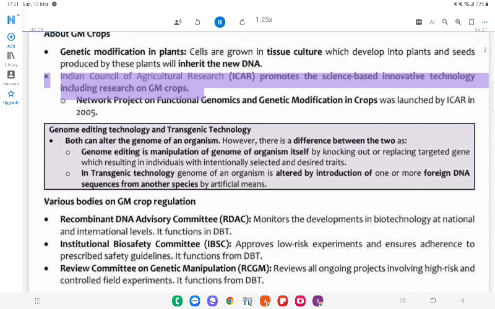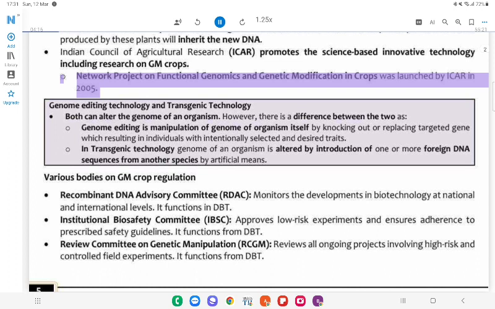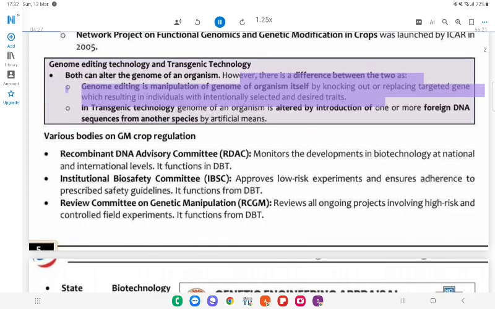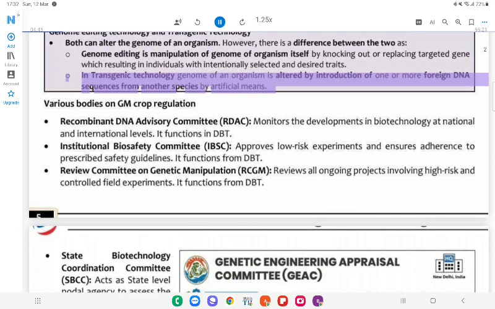Indian Council of Agricultural Research, ICAR, promotes science-based innovative technology including research on GM crops. A network project on functional genomics and genetic modification in crops was launched by ICAR in 2005. Genome editing technology and transgenic technology can both alter the genome of an organism. However, there is a difference between the two. Genome editing is manipulation of the genome of the organism itself by knocking out or replacing a targeted gene, resulting in individuals with intentionally selected and desired traits. In transgenic technology, the genome of an organism is altered by introduction of one or more foreign DNA or sequences from another species by artificial means.